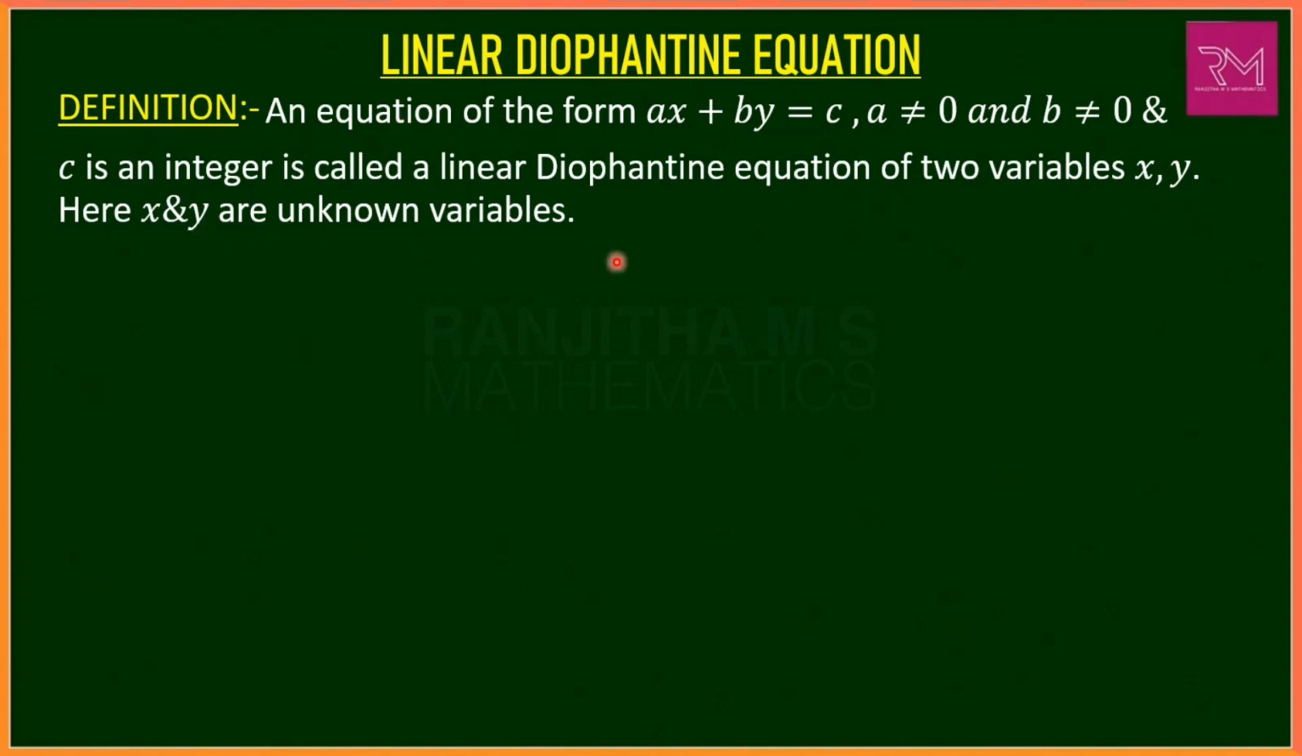So, this is the definition of linear Diophantine equation. That is, any equation of the form ax + by = c is called a linear Diophantine equation of two variables x and y. Here a and b are not equal to 0 and c is an integer. This is a very important concept. It is based on Euclid's algorithm, which was already discussed in a previous video. You can check the video link in the description.